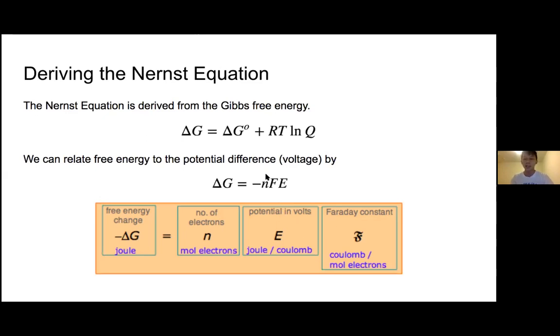But the idea is this is just charge. This is just the potential difference between two states. And if you multiply your charge by your potential difference, you get an energy term. This is how we equate a potential difference to your free energy.